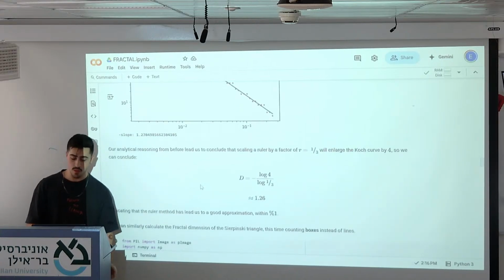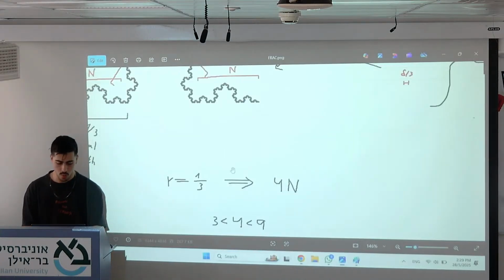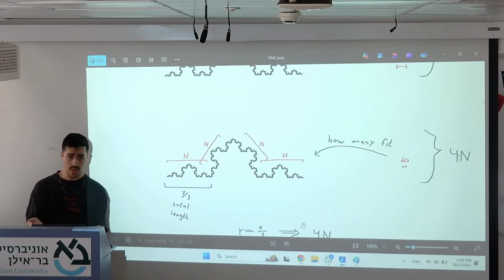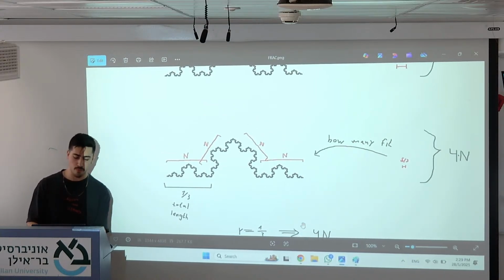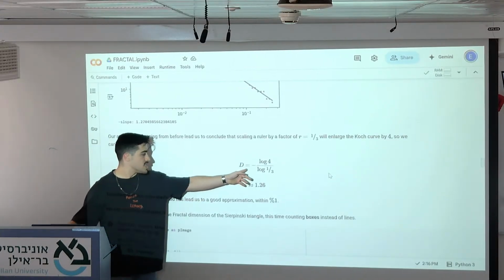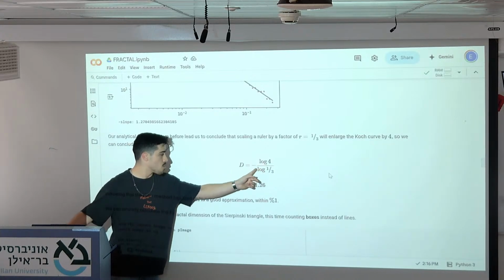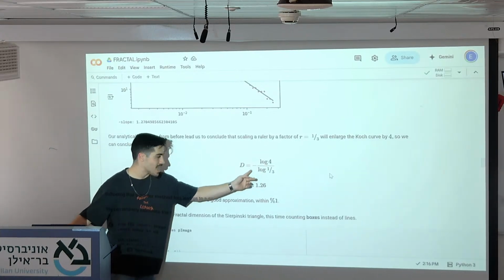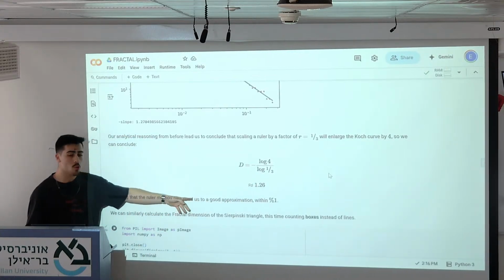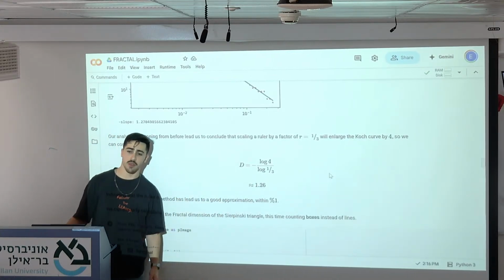And analytically, we can do this as well, according to what we just saw. If we make our ruler 3 times smaller, it is exactly, analytically, 4 times the size. And from this, we can deduce that its dimension is log 4 over log 1/3 with a minus sign, which is about 1.26, which means that we are within 1% error. So this is a very good measure.